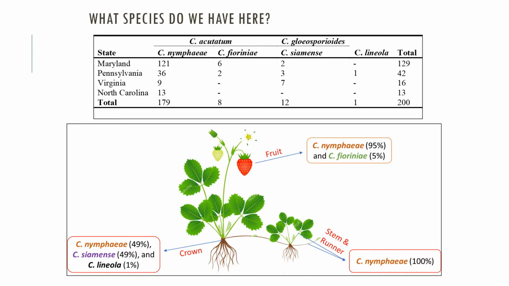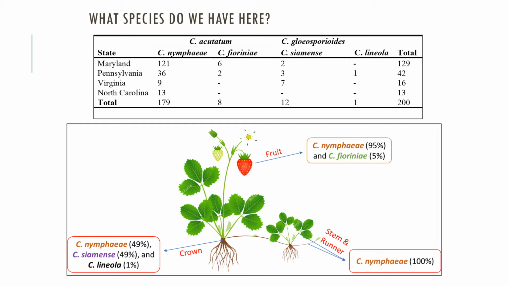Now, in the past several years, a total of 200 isolates of Colletotrichum were collected from strawberry fields in the mid-Atlantic. While most of them were from Maryland, we also had some from Pennsylvania, Virginia, and North Carolina, which gave us an insight into the species diversity. Consistently, as you can see, Colletotrichum nymphaeae was the most prevalent species across the states.